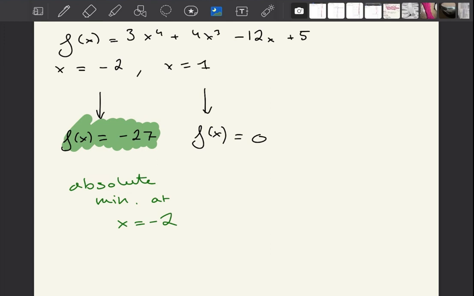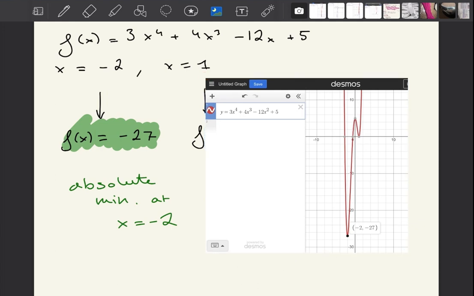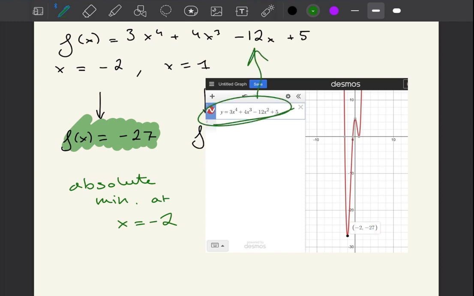So I hope this procedure made sense. And if we look at the graph itself over here, this is exactly what we just calculated. Here is the -2, and it equals -27, and this is our function right over there. All right, so this was the first example.